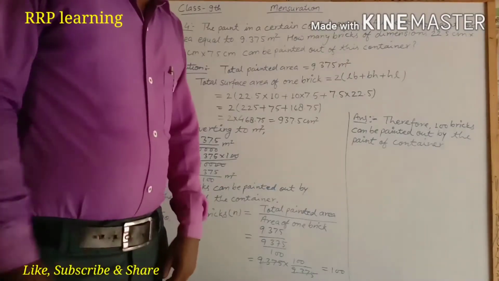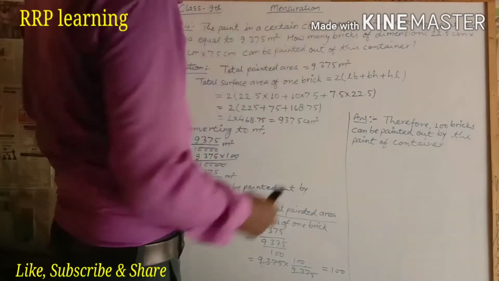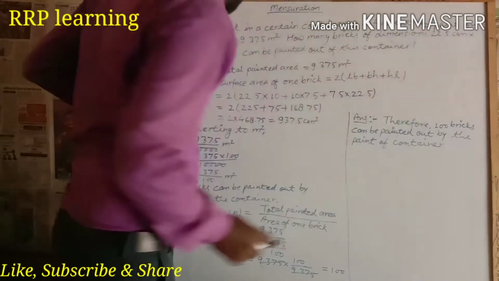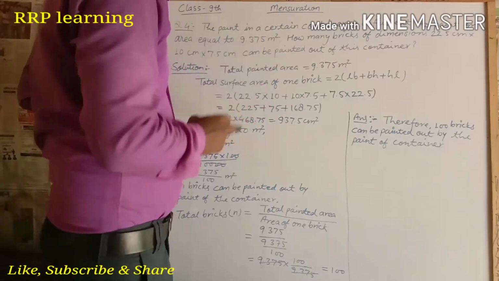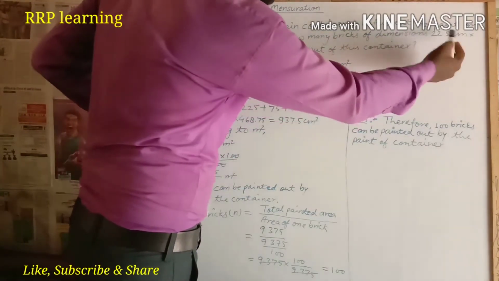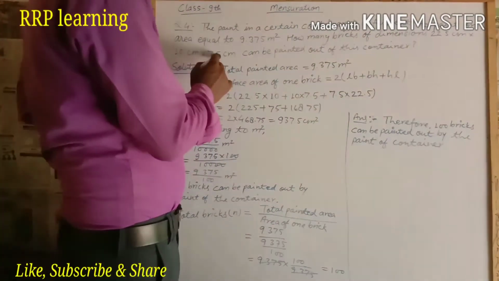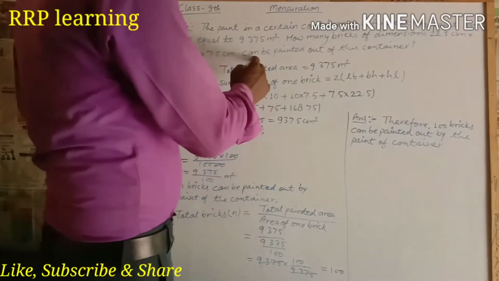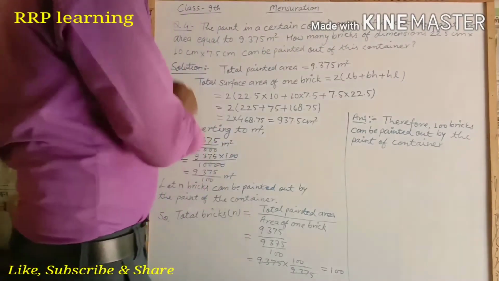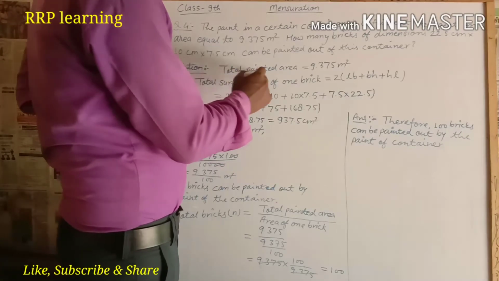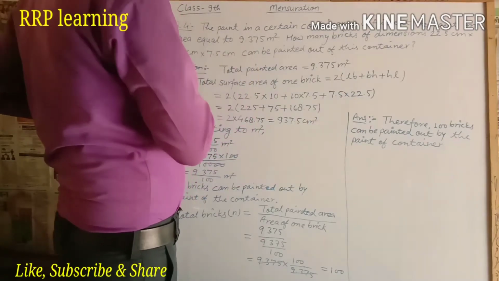Second question of the day and fourth question of this exercise. The paint in a certain container is sufficient to paint an area equal to 9.375 meter square. How many bricks of dimension 22.5 centimeter into 10 centimeter into 7.5 centimeter can be painted out of this container? Now solution. Total painted area equals 9.375 meter square, given in the question.